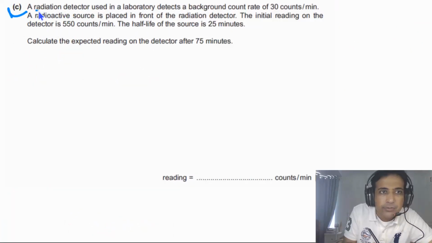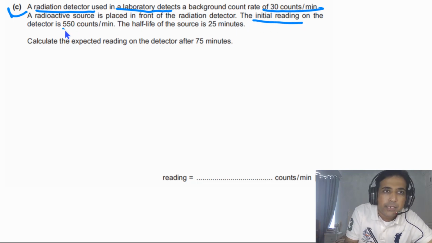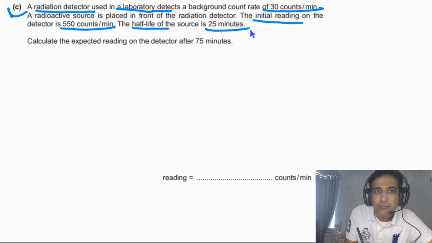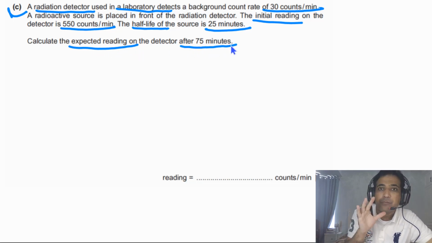Part C says a radiation detector used in a laboratory detects a background count rate of 30 counts per minute. A radioactive source is placed in front of the radiation detector. The initial reading on the detector is 550 counts per minute and the half-life of the source is 25 minutes. Calculate the expected reading on the detector after 75 minutes.